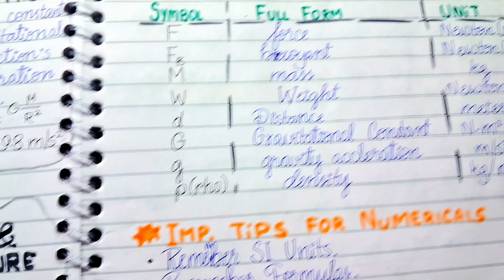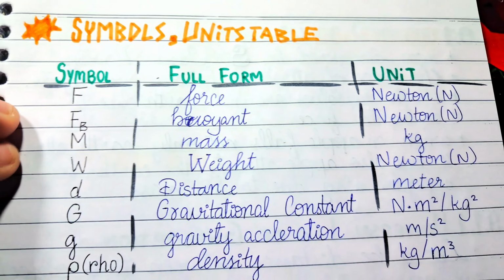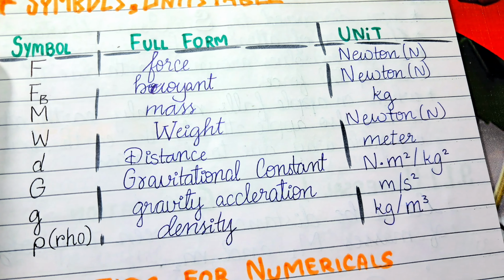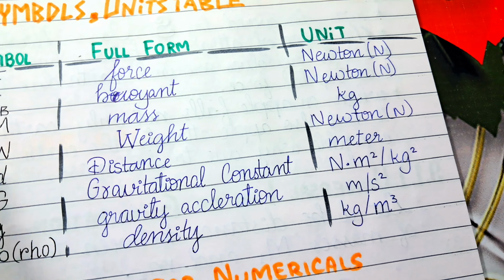Then comes buoyancy, that was given by Archimedes, and it is the upward force by a fluid, where the fluid's density determines the force of buoyancy. Then comes the symbols and unit table, which tells us about the symbols in full form and the unit.